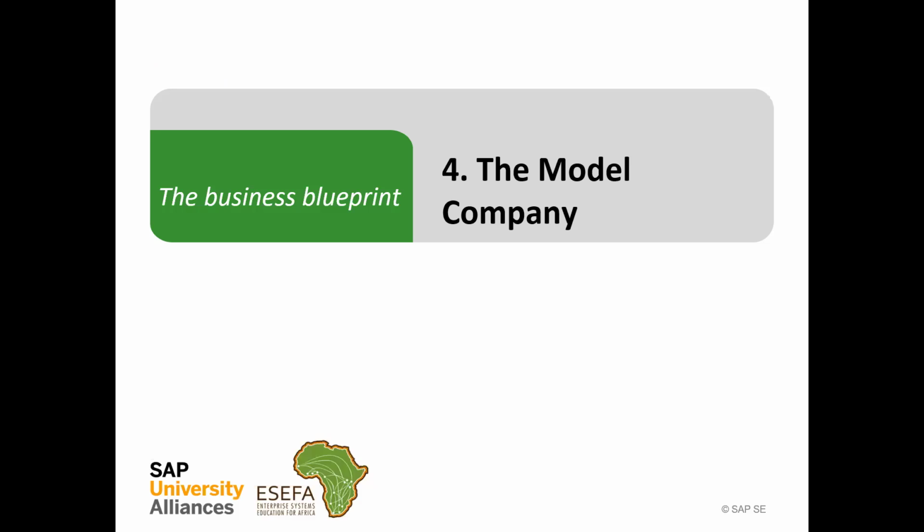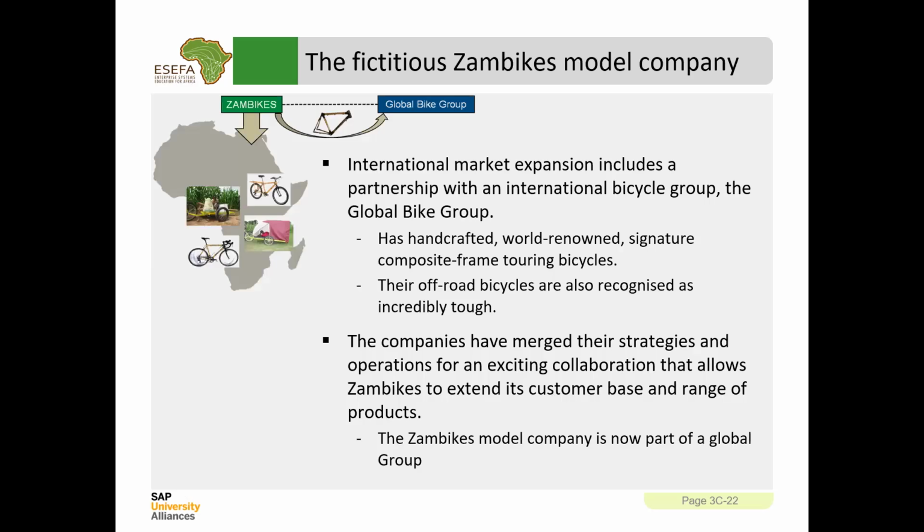So let's look at an example of a model company. For example, our Zambike model company. So the Zambike model company belongs to a global bike group, which is an international market. So the global bike group is an international market. So the Zambike has to do with handcrafted, world-renowned signature composed frame touring bikes. Their off-road bicycles are also recognized as incredibly tough.